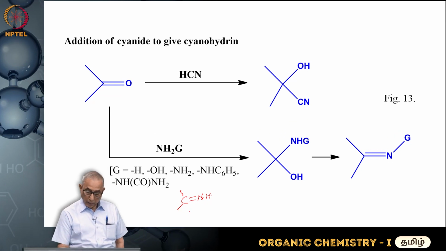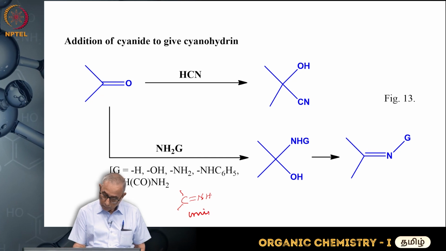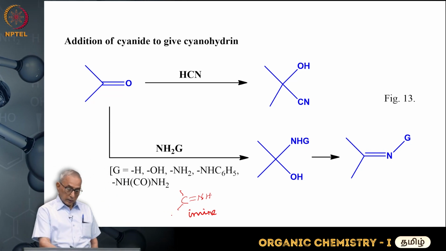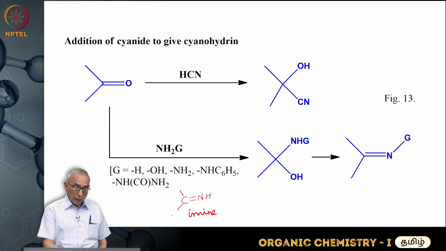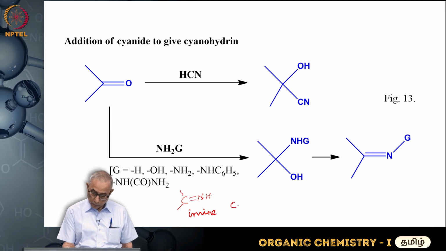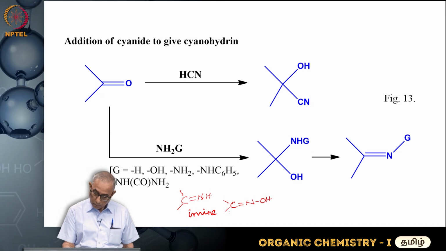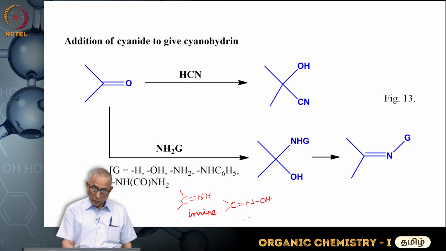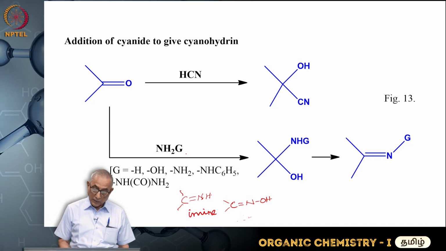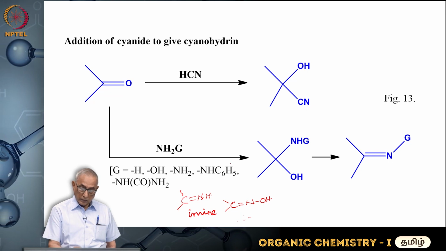This compound is called imine. C double bond NH with the two alkyl groups is called imine. If you use OH, you get this compound. If you use NH2, as we have seen in the last reaction, that forms hydrazone. If you use C6H5 NH2, that's called phenyl hydrazone.